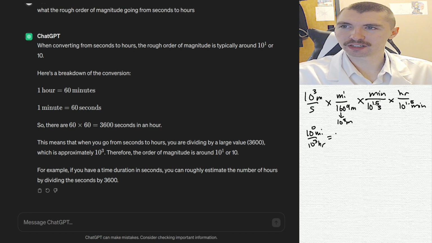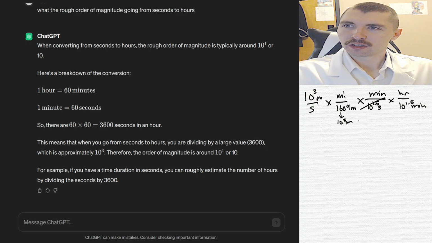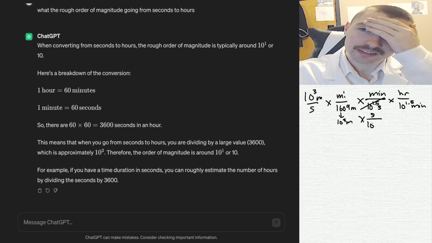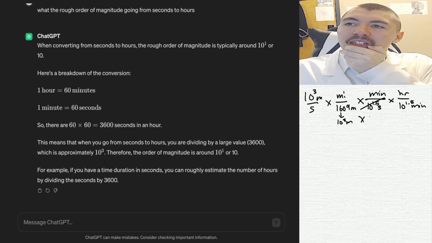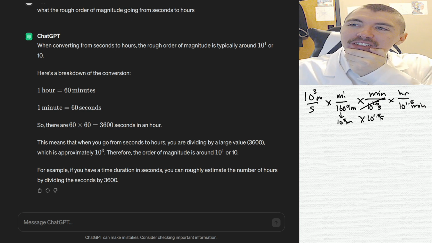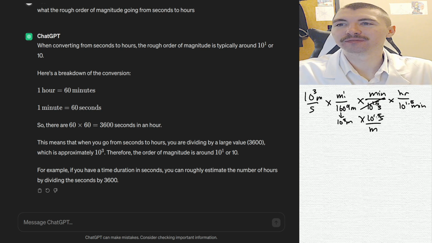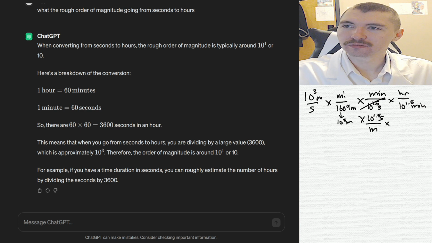Okay. So these should be on top. These should be swapped. This should be, because we need seconds to cancel. So there's 10 to the 1.5 seconds in a minute. To 1.5 minutes in an hour.